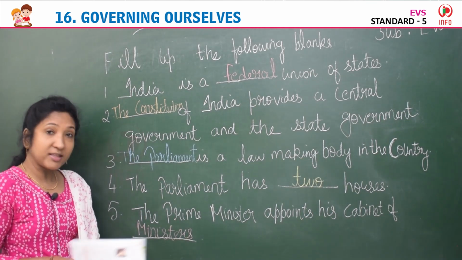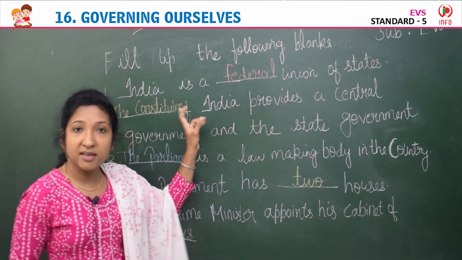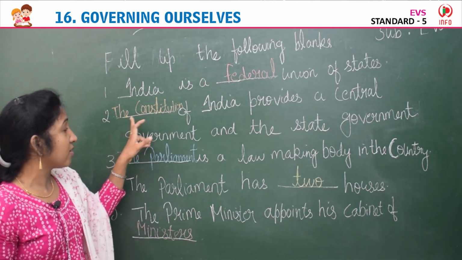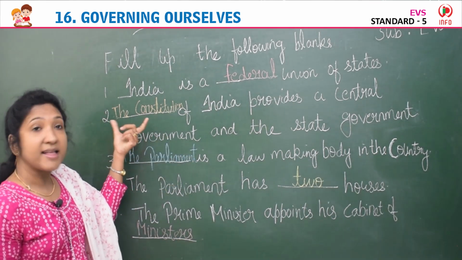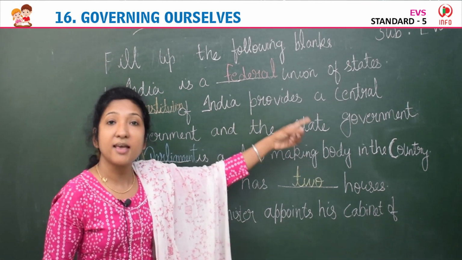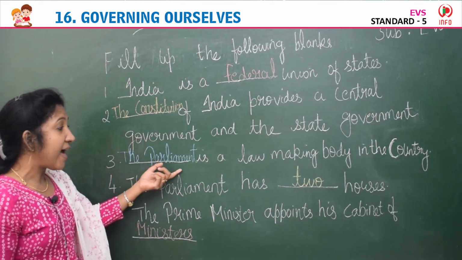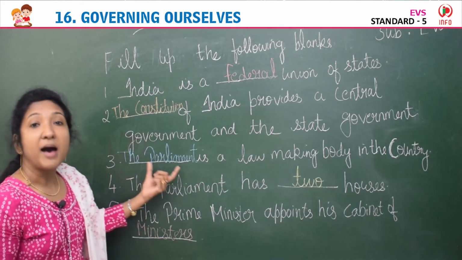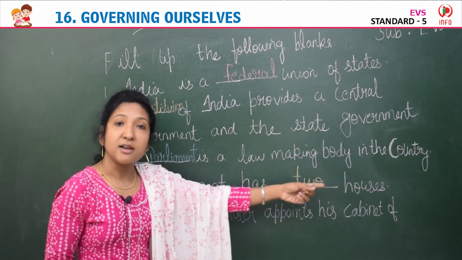Okay. So, once more let us see. First question, India is a dash union of states. India is a federal union of states. Second question, dash of India provides a central government and the state government. The answer is the Constitution. The Constitution of India provides a central and the state government. Third question, dash is a law-making body in the country. Answer is the Parliament.